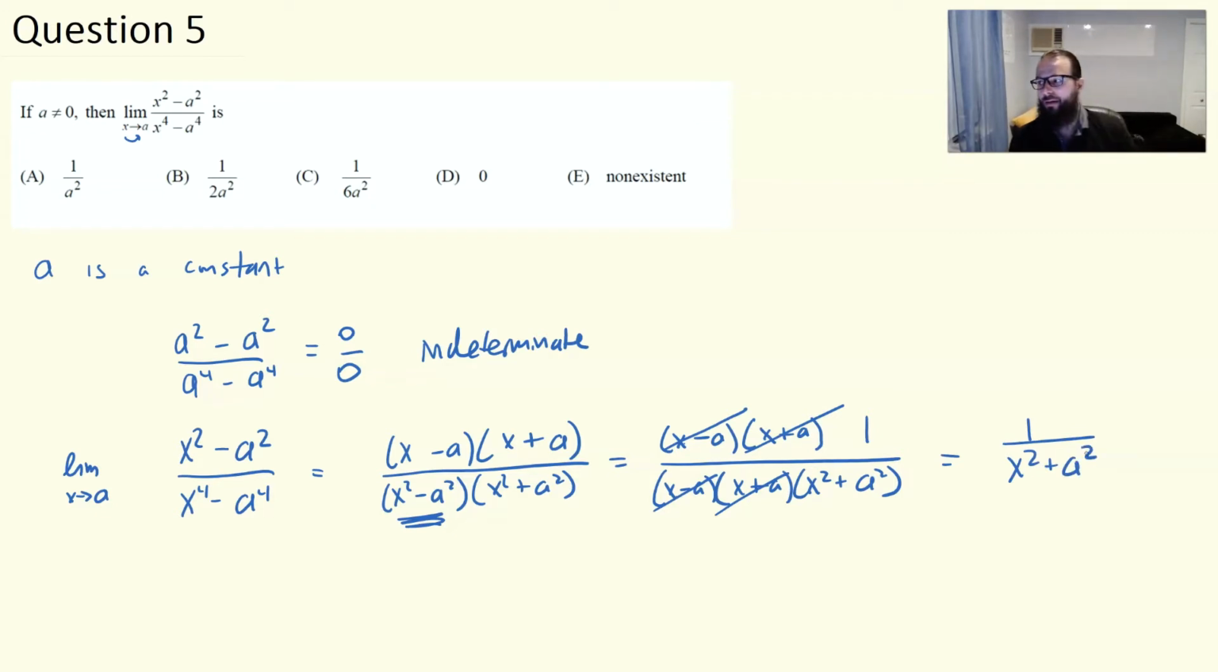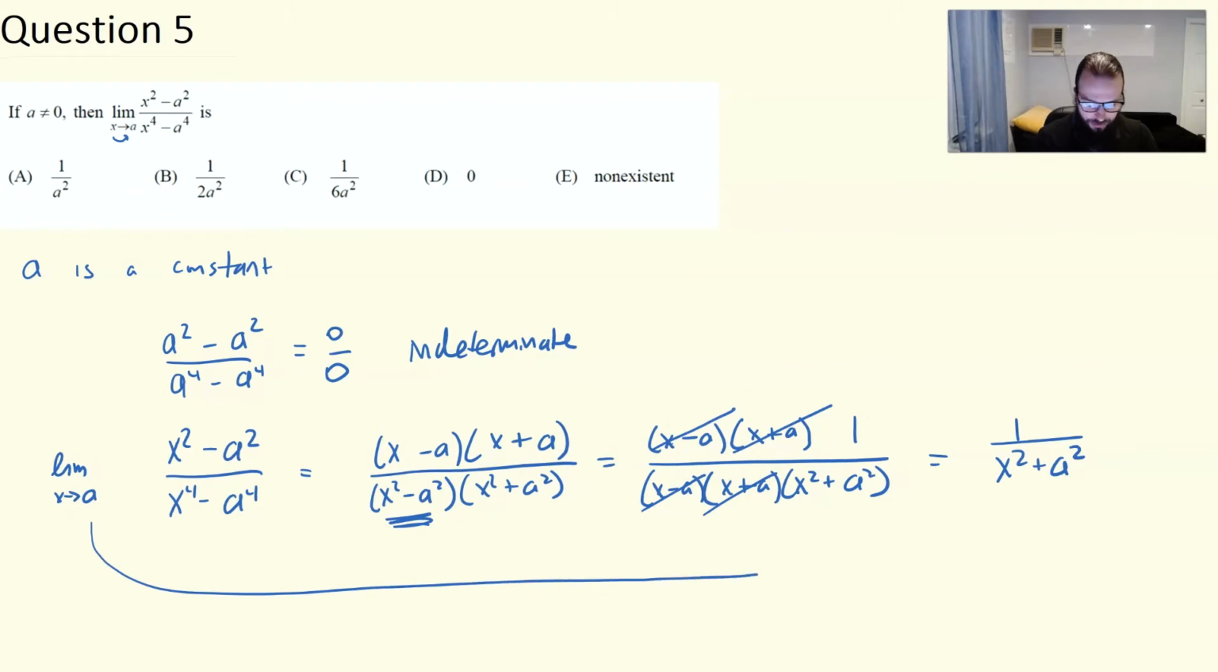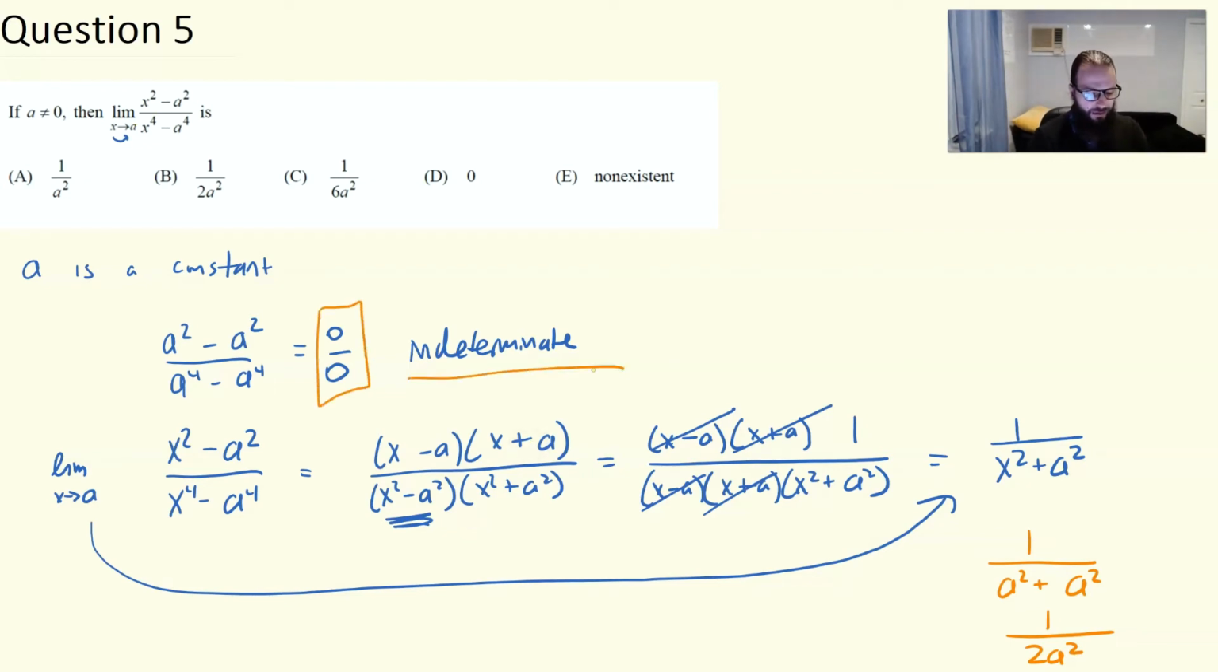Now we don't have that discontinuity anymore, so all we have to do is fill in a for x, and we're going to get 1 over a squared plus a squared, or 1 over 2a squared. So the process is the same if we were approaching any number. All we have to do here is fill in a, recognize that we have an indeterminate form, and anytime we have an indeterminate form, we should be looking to factor and divide out that removable discontinuity that causes that 0 over 0 form. So the answer then is choice B.